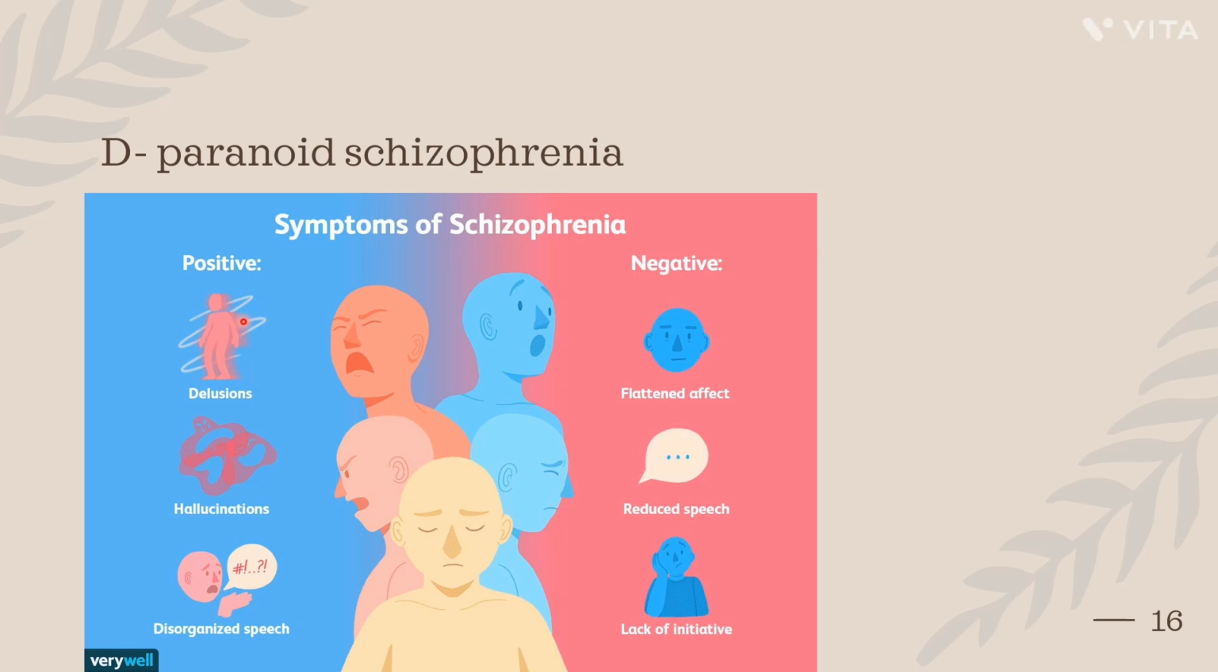What are your negative symptoms? A flattened affect, your mood is low, you have social withdrawal, a lack of initiative, reduced speech. Those are your negative symptoms. So schizophrenia can have both positive symptoms and negative symptoms.